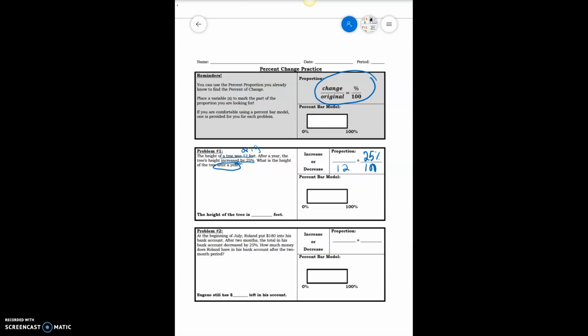So we're going to have to do an extra step here. First we need to find out how much it increased. How much did the tree grow? So we can write our percent equation. 12 times 25 equals 100x, just like we did in the previous lesson. 12 times 25 is 300, equals 100 times x, and we're going to divide by 100.